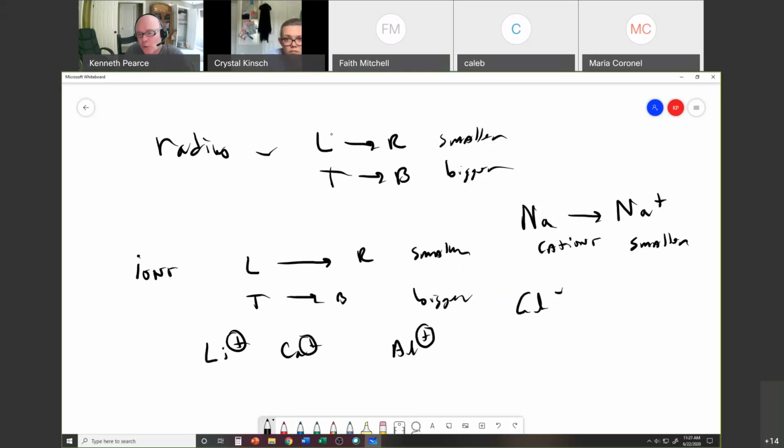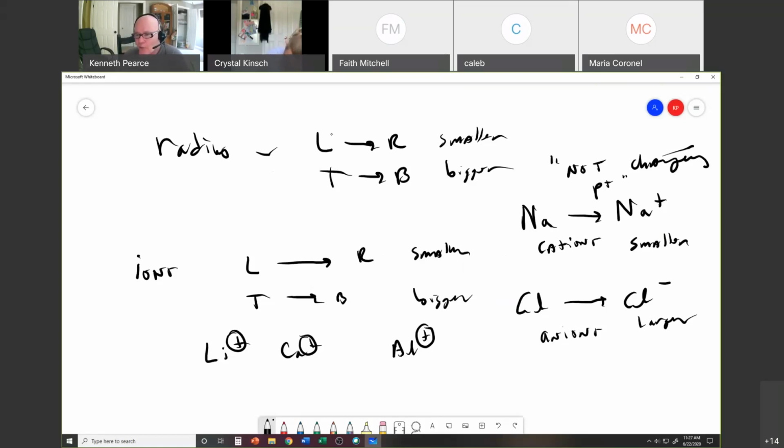As we go from chlorine to chlorine minus, we get larger. So anions are bigger or larger. Why? Because you've got more electrons, you've got more stuff. You're not changing the number of protons.